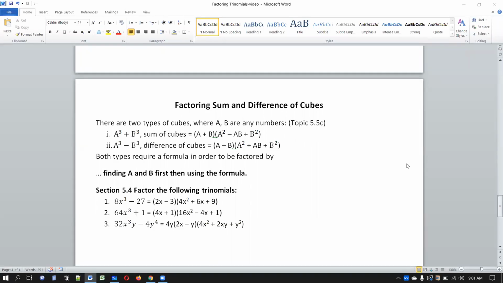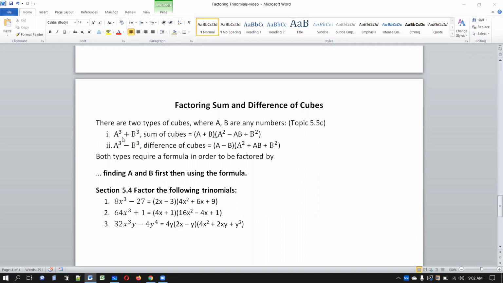Hi, hello everyone. So this is the last topic of section 5.5, and I'm calling it C because this is where we go over the sum and difference of cubes. Usually this is considered last. It's the least important, but you may have questions about this on the exam or the final, which is made by the department.